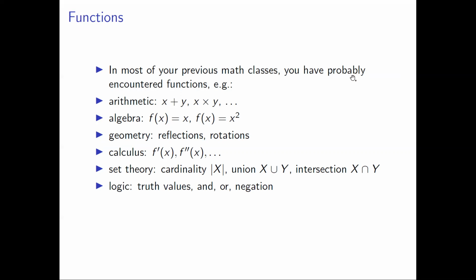And in logic, we also see functions there too. We can think of truth values as functions. They take as inputs propositions, and the output is T or F. We can also think of and, or, like conjunction and disjunction, and negation. We can think of all of these as functions. And and or take inputs which are ordered pairs of propositions, and their output is a proposition. And negation takes inputs which are propositions, and its output is a proposition.